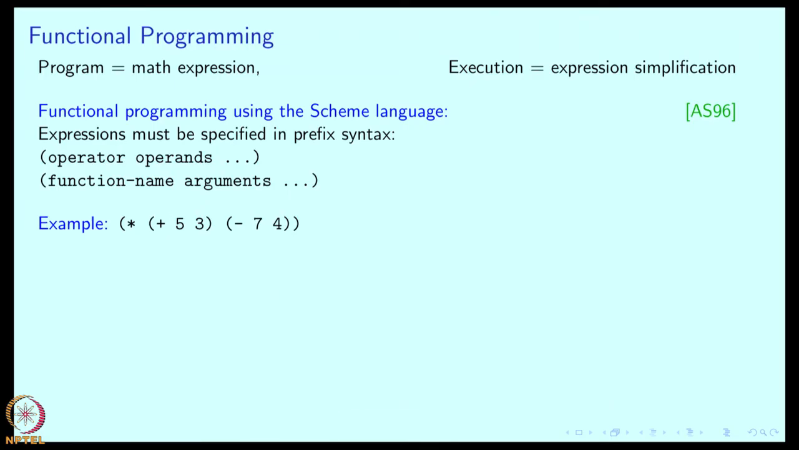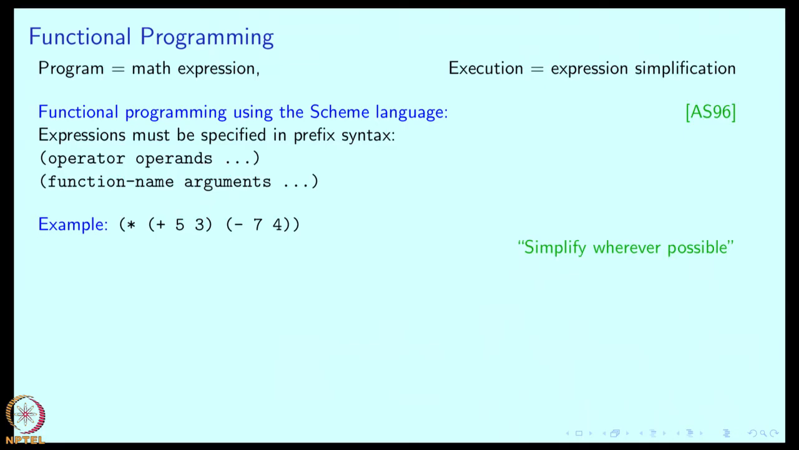Okay, so what do we do with this? The basic idea is we are going to simplify wherever possible. So for example, plus 5, 3 can be simplified to 8. So in that case, the entire expression now changes and it becomes times 8 minus 7, 4. So this is to be thought of as execution. We are doing computation and we are executing, and the expression is changing.